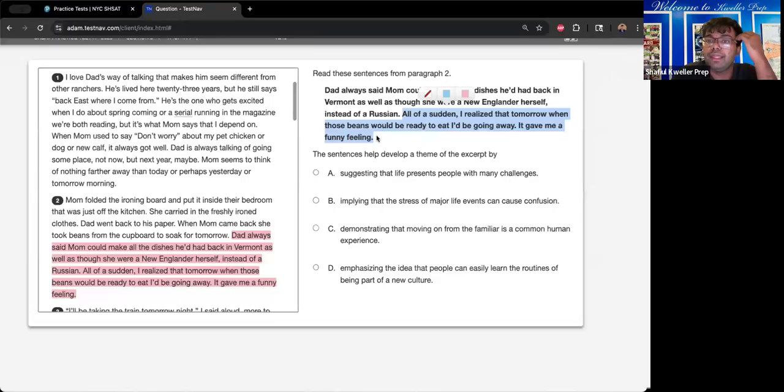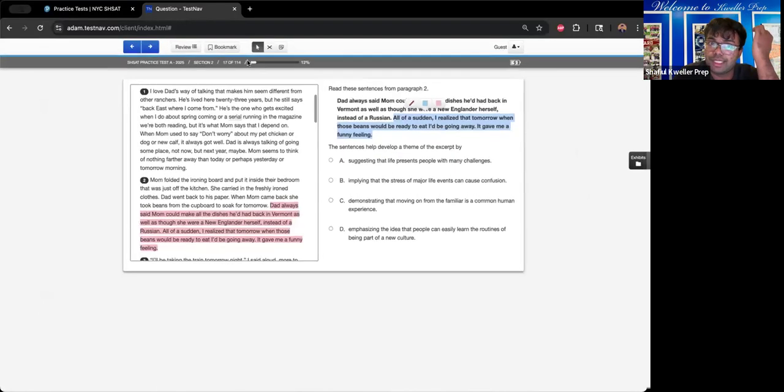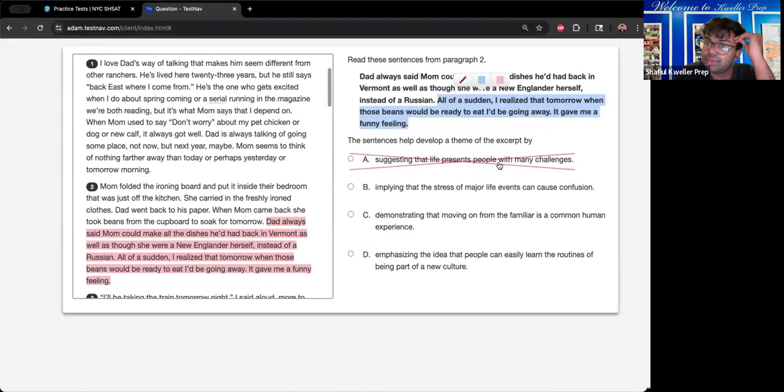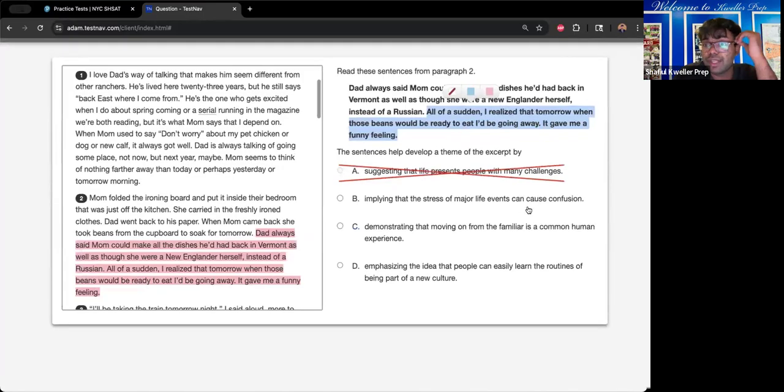So, it's just like a transitional period in her life. Transitional meaning things are changing, circumstances are changing. She's not going to be with her parents. It doesn't really address a challenge here. The stress of major life events can cause confusion. There's no confusion here.